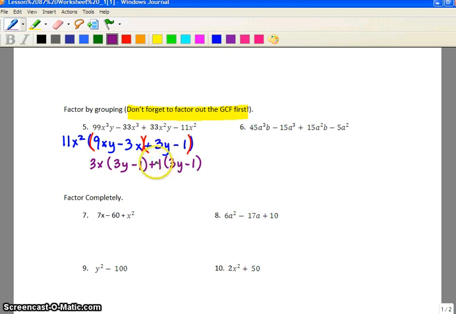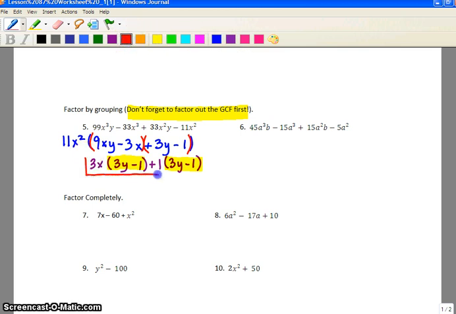Because once again, I can distribute this 1 to both terms. 1 times a 3y is going to give me that 3y. 1 times a negative 1 is going to give me the negative 1. So I know I've done it correctly. Now what I should notice is whatever I have in parentheses here is the same. And since it's the same, I know I can factor something out. It should always be the same. It should never be anything different.